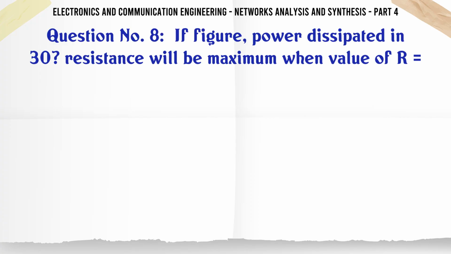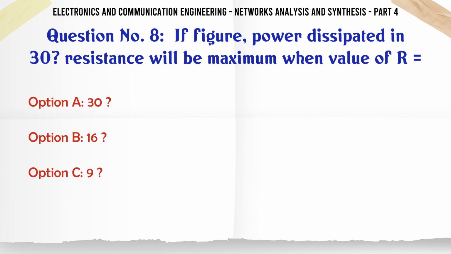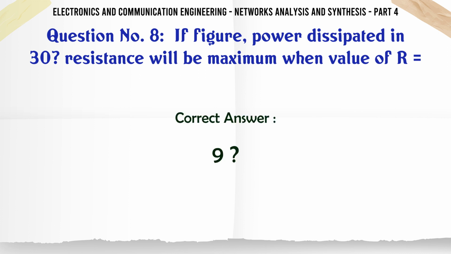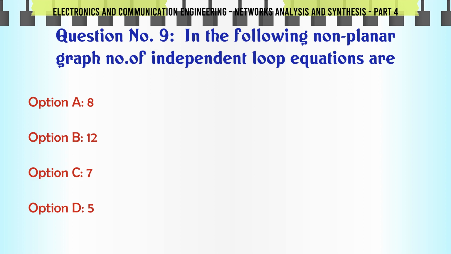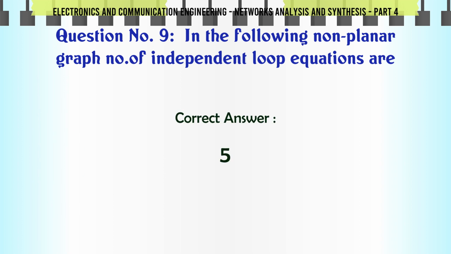In the figure, power dissipated in the 30 ohm resistance will be maximum when the value of R is A: 30, B: 16, C: 9, D: 0. The correct answer is 9. In the following non-planar graph, the number of independent loop equations is A: 8, B: 12, C: 7, D: 5. The correct answer is 5.